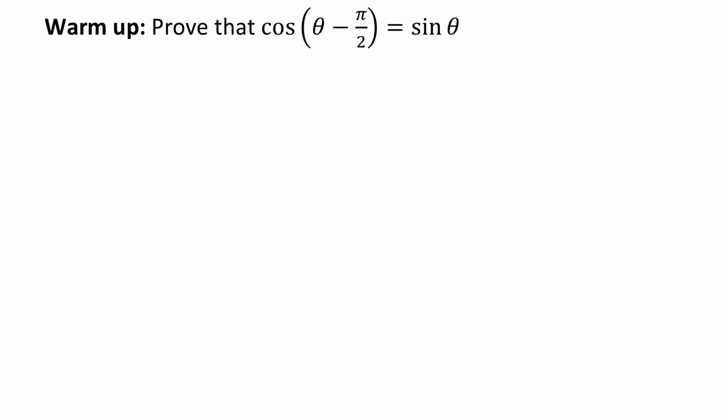Hello. In this video, we're going to continue our study of identities, and we're going to use some of these new identities to prove other identities. So here we have cos of theta minus pi over 2 equals sine theta. So this is an identity question. We would like to prove this. That means we have to do some algebra on the left and the right and work it out to show that the left-hand side equals the right-hand side.